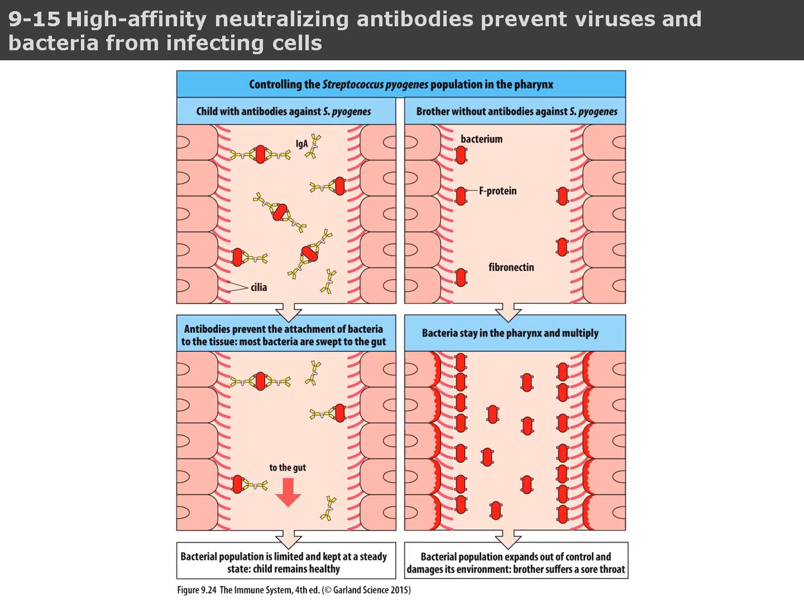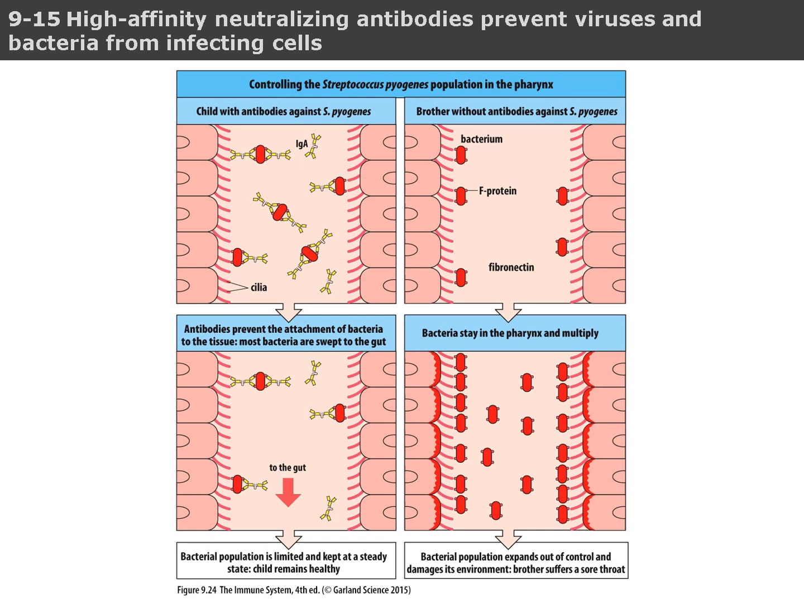This figure shows how high-affinity IgA antibodies help control bacterial colonization in the upper respiratory tract, specifically against Streptococcus pyogenes in the pharynx. On the left, a child with pre-existing IgA antibodies against S. pyogenes encounters the bacteria. The IgA binds to the pathogen's F protein, blocking its ability to adhere to fibronectin on epithelial surfaces. As a result, the bacteria are swept away by the cilia and directed into the gut for clearance. The bacterial load remains controlled and the child stays healthy.